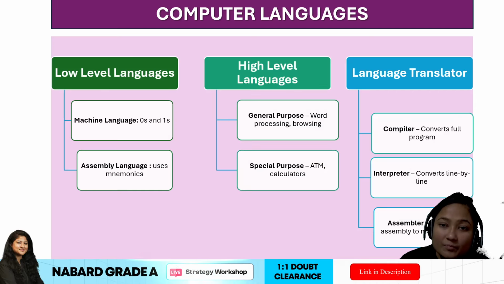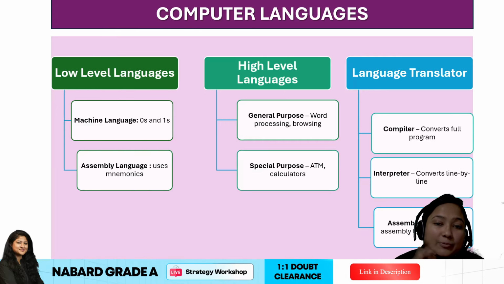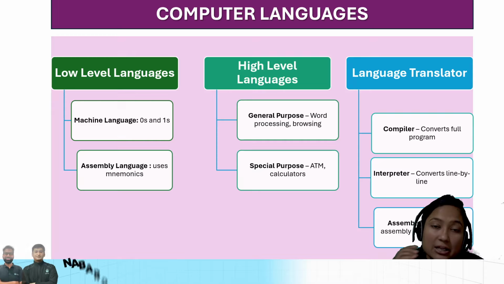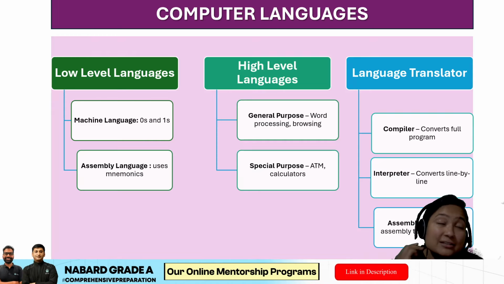Okay. Now, if you're talking about computer languages, we have low level languages and high level languages. Low level languages are the languages that are very close to the computer itself.